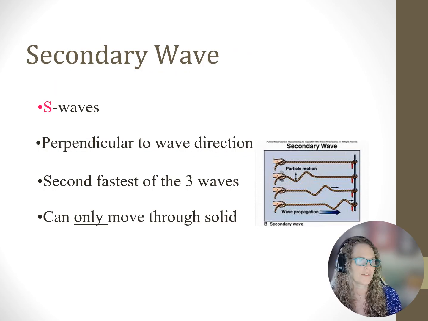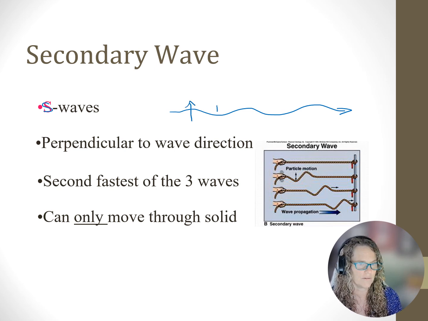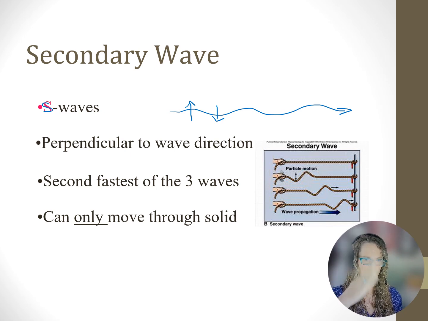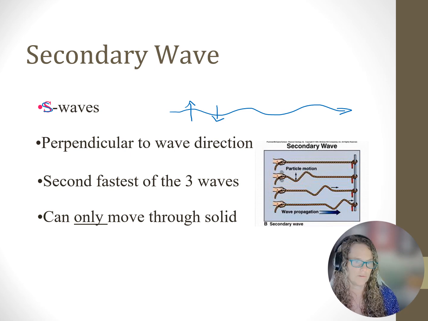Okay, secondary waves. The secondary wave is S, and it moves perpendicular to the wave direction. That's kind of hard to think about. If the wave is moving this way, the S wave moves perpendicular, so up and down. So it's the one that looks like a snake. It's going up and down, and it moves at a medium speed. It's the second fastest of the three, but it can only move through solid things.